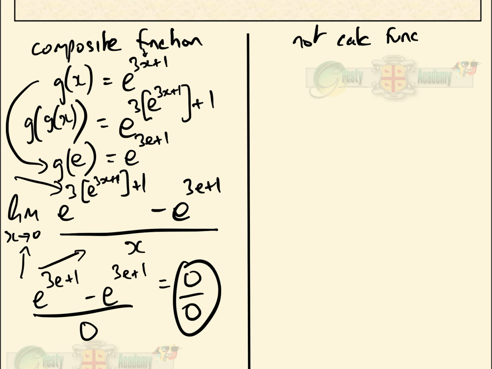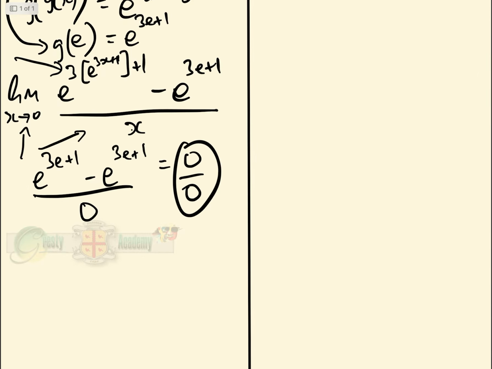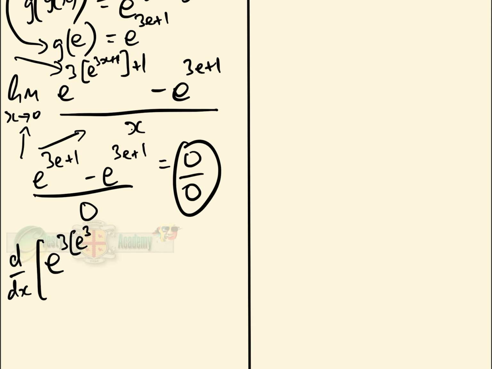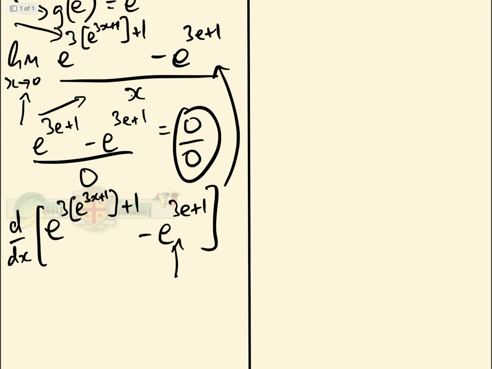Okay, so basically what we're going to do now is differentiate top and bottom. Obviously differentiating the bottom is no problem, but differentiating the top, we have to be very, very careful indeed. And this is one of the disadvantages of actually working out what the composite function is. So we need to differentiate e to the 3x plus 1 plus 1, minus e to the 3e plus 1 plus 1. That's basically the top part of our limit. So we need to differentiate that in order to work out L'Hopital. Now, of course, this bit here is a constant, so that's easy.